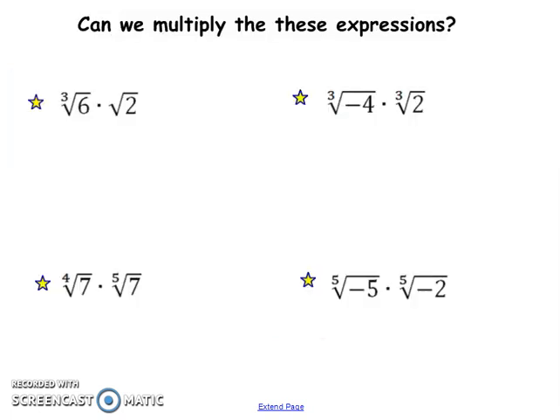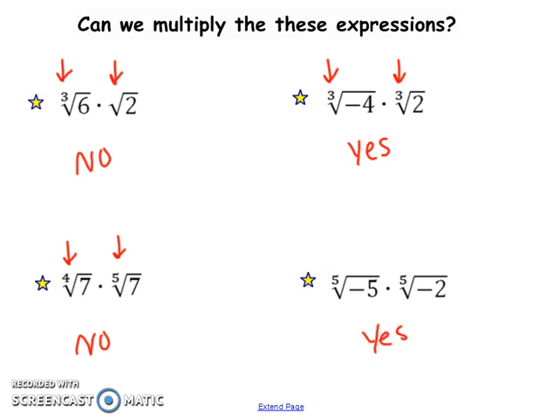So can we multiply these expressions? Okay, so this one, no, since the indexes are different. This one, yes, the indexes are the same. This one, no, my indexes are different. And this one, yes, my indexes are the same. So if I were to multiply the yeses together, this would give me the cubed root of negative 8, which I can simplify and get negative 2. This is going to give me the fifth root of 10, and I can't simplify that any further.